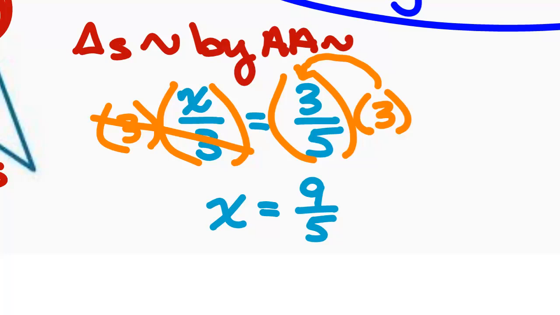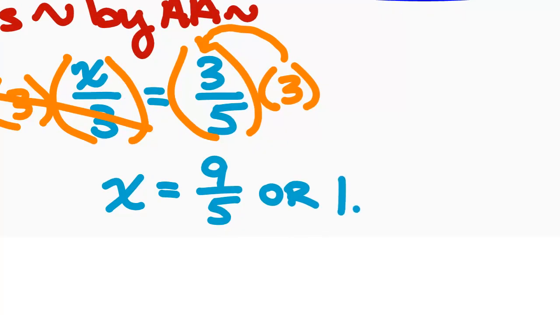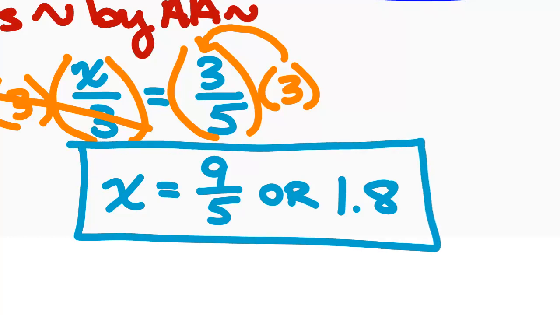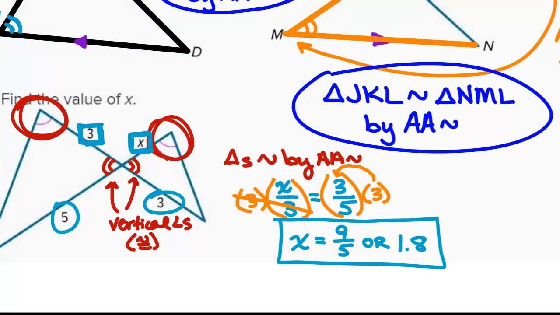Does 9 over 5 reduce at all? No, there's nothing that goes into 3 that also goes into 5. But I could write it in its decimal form if I didn't want to leave it in its fraction form. Can you guys grab a calculator, cell phone calculator is fine, and do 9 divided by 5 for me? What'd you say? 1.8, thank you. So the value of x on number 3, I could either write as 9/5 or as 1.8. Those would both be considered correct answers.